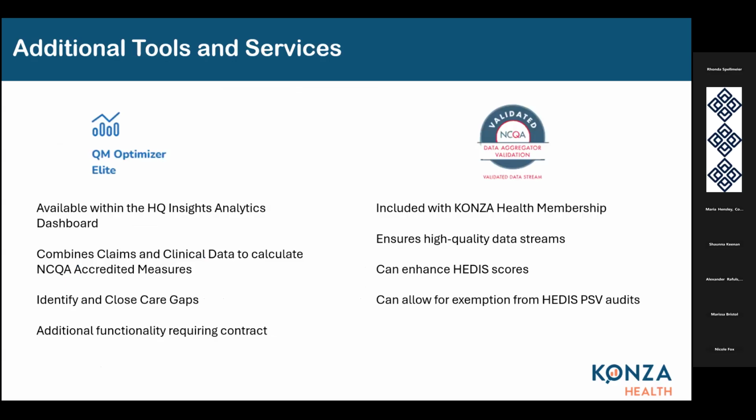And then additional tools and services that you all have, and I mentioned QM Optimizer Elite. This is also available within the HQ Insights Analytics dashboard, and this is a very unique tool because it combines claims and clinical data to calculate NCQA accredited quality measures. This allows you to identify and close care gaps before you have to do all of your reporting.